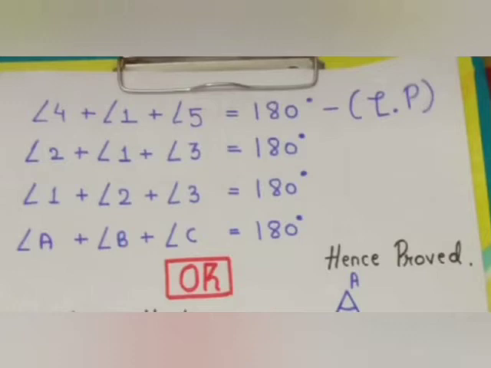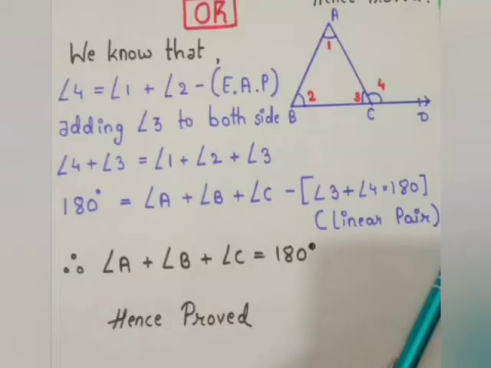As you know, an exterior angle of a triangle is equal to the sum of the opposite two interior angles. By this method, we can also prove this theorem. See this figure. Angle 4 is an exterior angle of triangle ABC. So, angle 4 is equal to the sum of angle 1 plus angle 2. Adding angle 3 to both sides. See in the figure, angle 3 and angle 4 make a linear pair. So, again we can prove that the sum of angle A plus angle B plus angle C is equal to 180 degrees.